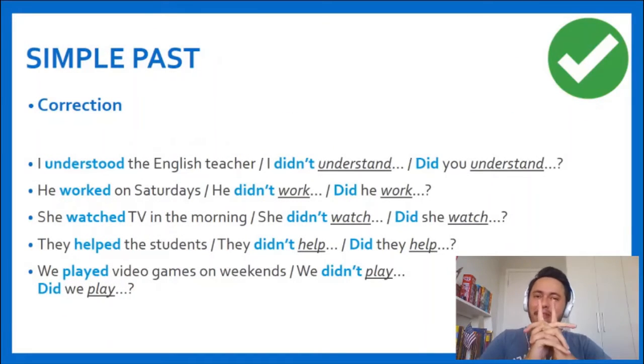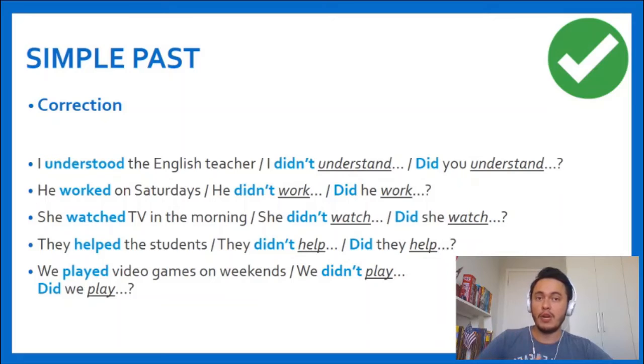So, number 1, I understood the English teacher. So the past of understand is understood, an irregular verb. I didn't understand the English teacher, and did you understand the English teacher? Notice that when you use didn't and did, the verb goes back to normal here, okay? Now, number 2, he worked on Saturdays.